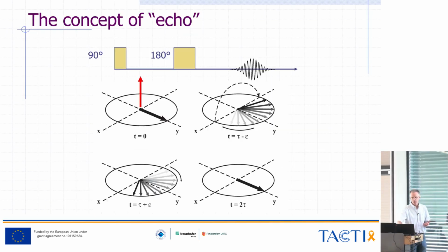And on a sequence level, it just means that we are using a 90-degree pulse, and then after a while, a 180-degree pulse, and then we are experiencing this spin echo. And we will be able to simulate this with the tool here later on.